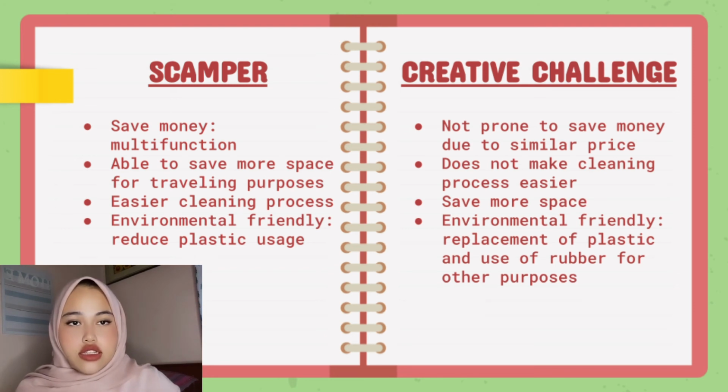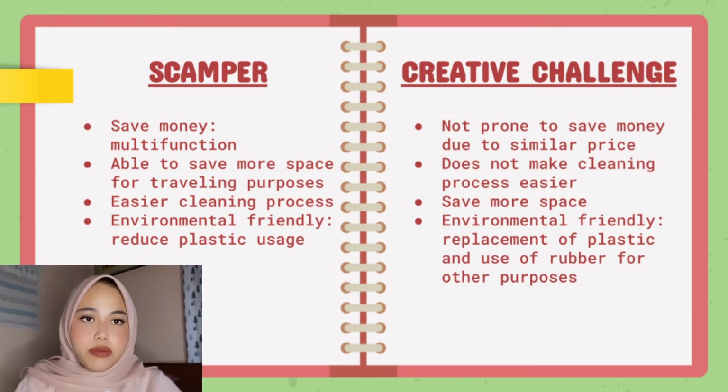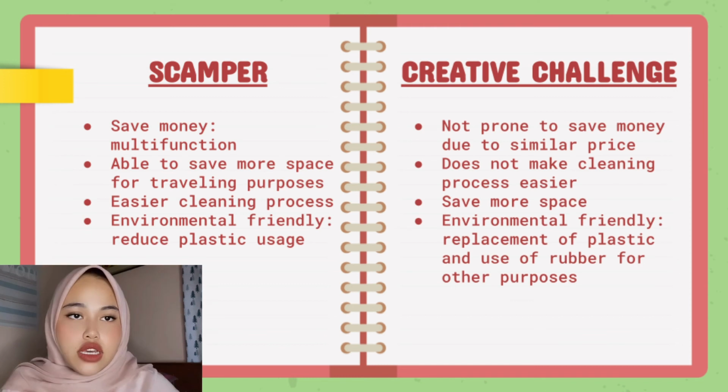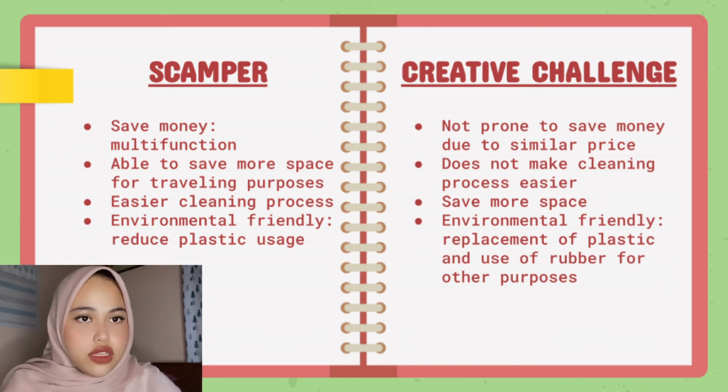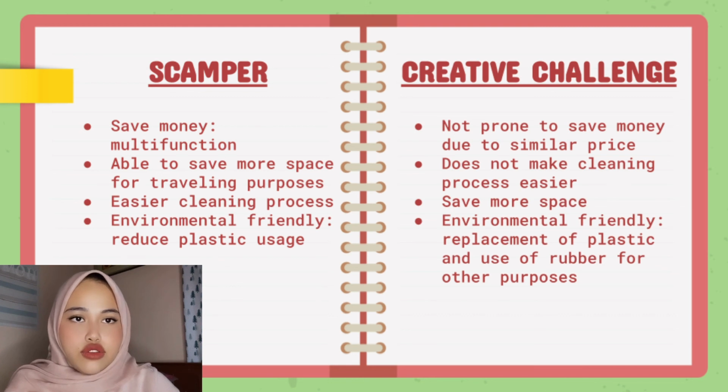On the other side, there are not so many significant differences between the creative challenge and also the Scamper technique. For creative challenge, in terms of saving money, there's not so much difference compared to the Scamper technique because even if we replace the plastic with rubber, the cost of the product will be similar. It also doesn't make the process of brushing our teeth cleaner and easier because there will be no differences in changing the head shape and also the handle of the toothbrush.